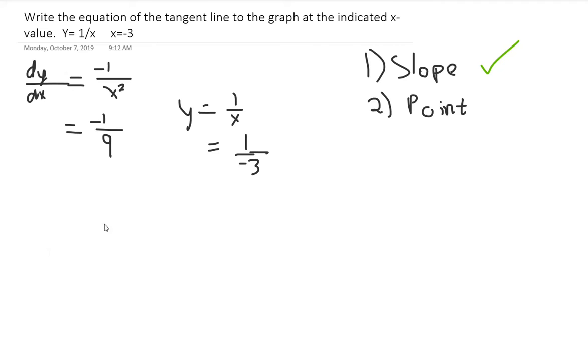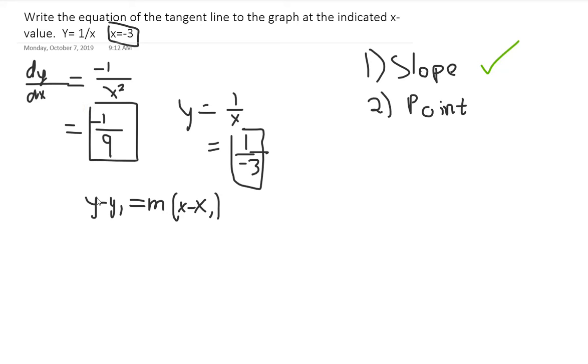So what's point-slope form? y minus y1 equals m, where m is slope, times x minus x1. And so y1 and x1 is the point. This is our y1, this is our x1, and then this is our m. This is all we use, and then m and x will stay the same.